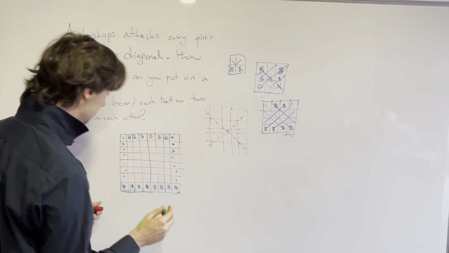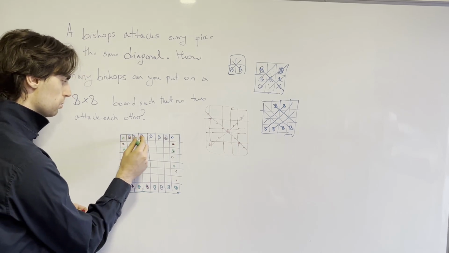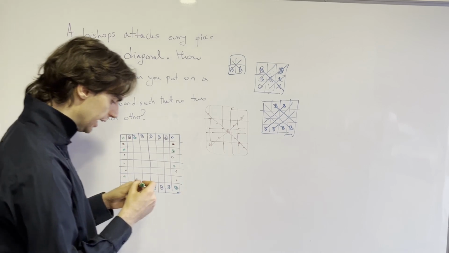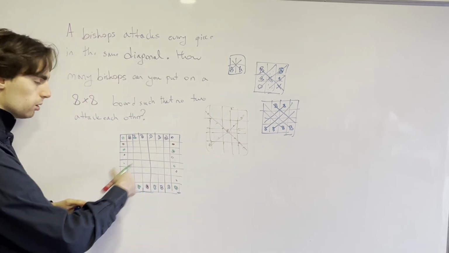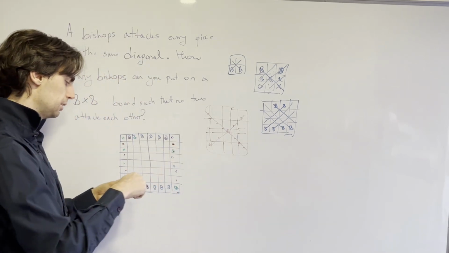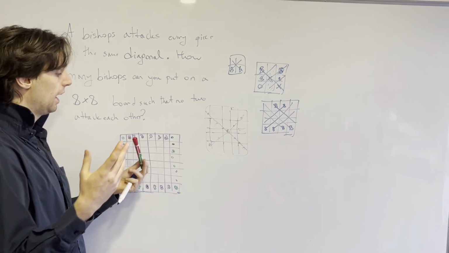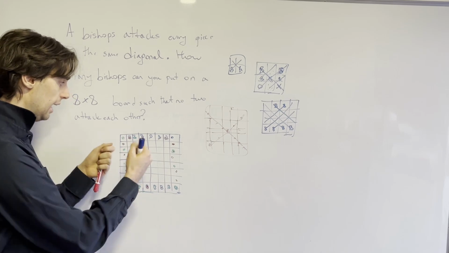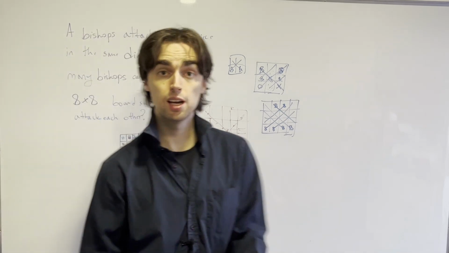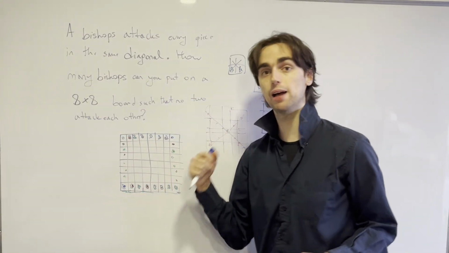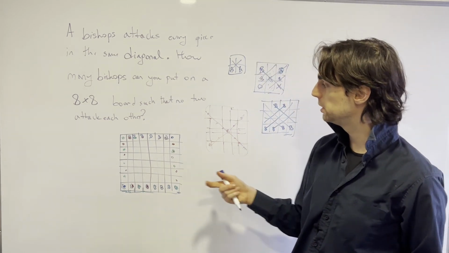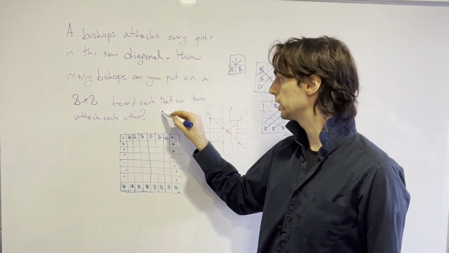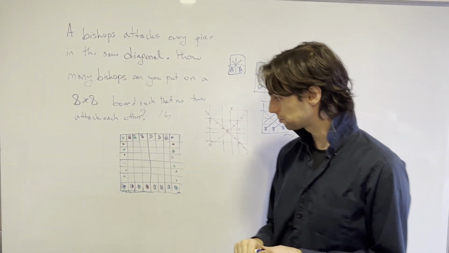And these diagonals, there are how many? There are 1, 2, 3, 4, 5, 6, 7, 8, 9, 10, 11, 12, 13, 14. 14 diagonals. They cover all the squares. I don't want to draw it right now because it would really mess up my picture. But they cover all the squares, and so you can have at most 14 bishops, because no two bishops are on the same diagonal. And this means that the number is at most 14. Here's a construction with 14, so the answer is 14.